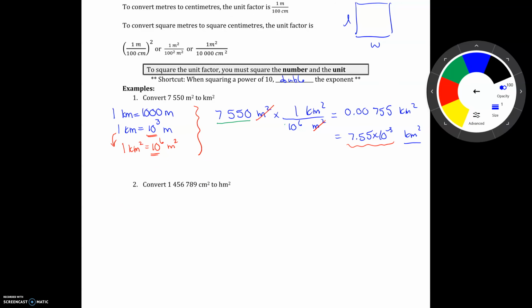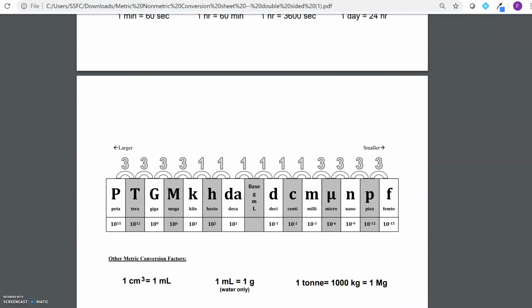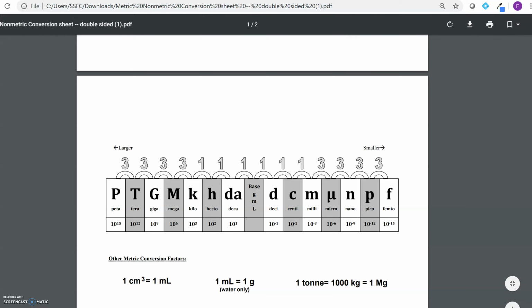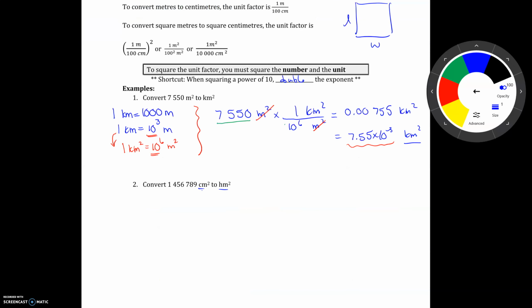If I'm going from centimeters squared to hectometers squared, again, my first step is to think about how centimeters and hectometers relate. If I'm not familiar, I might pull up my conversion chart and say, okay, hectometers are bigger than centimeters. How much bigger? They're 1, 2, 3, 4. They're 10 to the 4 times larger. So we know 1 hectometer is 10 to the power 4 centimeters. So 1 square hectometer is 10 to the power 8 square centimeters. Okay, got my conversion factor.